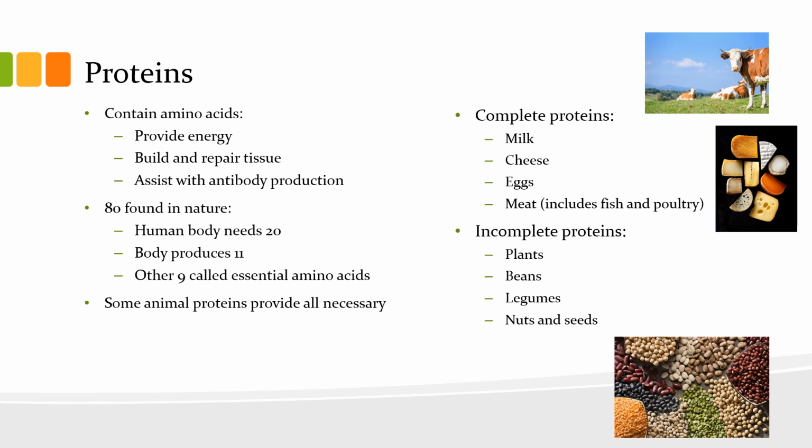Some animal proteins provide all of the necessary protein that we need. So you have complete proteins and incomplete. Complete proteins are things that come from animal products, so you see milk, cheese, eggs, meat. Those are complete proteins. And then you have incomplete, which come from plants: beans, legumes, nuts, and seeds. So there are two different types. A combination of both of these types of proteins, the complete and incomplete, will make sure that we are getting the proper amount of protein in our diet.